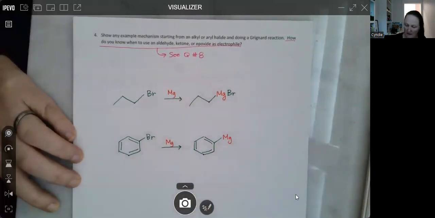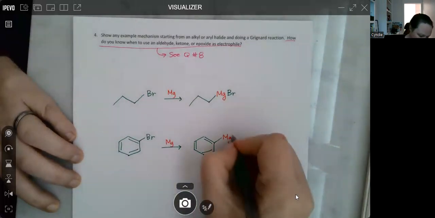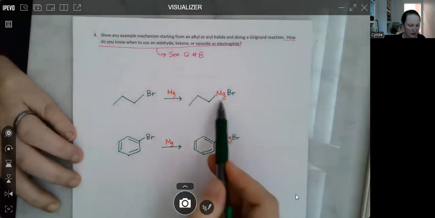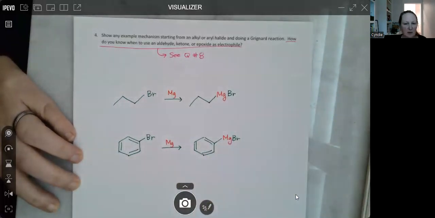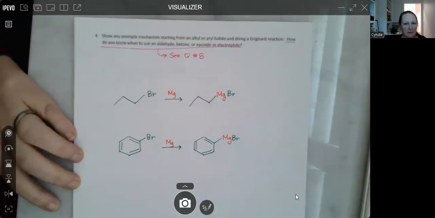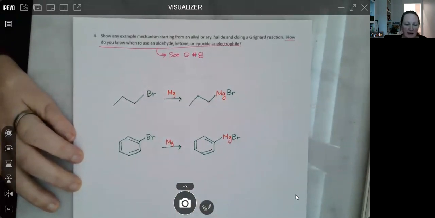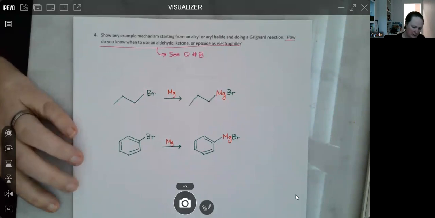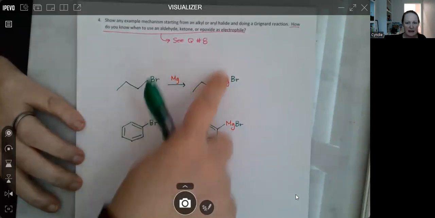And again, I'm using colors just to highlight how we show the magnesium inserting between that carbon-halogen bond. And now it can react with an aldehyde, ketone, ester, or even epoxide as an electrophile. So let's do an example, and these would react the same way.